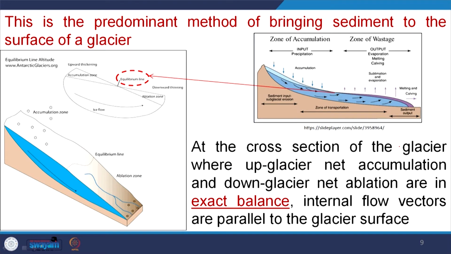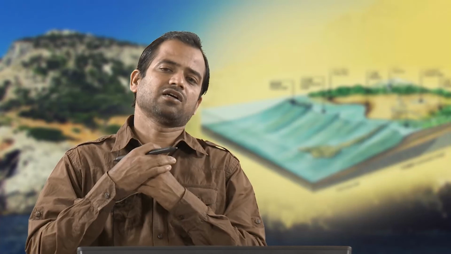This is the predominant method of bringing sediment to the surface of this glacier. So, the surface of the glacier, how? Because once the glacier is moving, it is taking the sediments with it and eroding this material. Now, it should be below that glacier, that means at the interface of this glacier and this bedrock, but the sediment comes to the surface. And why is the sediment coming to the surface? Because of this gradual removal from this ice sheet.